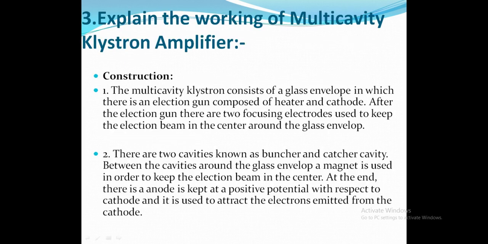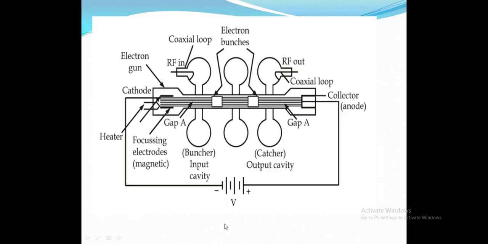Okay, first of all we will discuss the multi-cavity Klystron amplifier. First the construction of the multi-cavity Klystron amplifier will be discussed. This is the diagram of the multi-cavity Klystron amplifier. It consists of a glass envelope in which there is an electron gun.